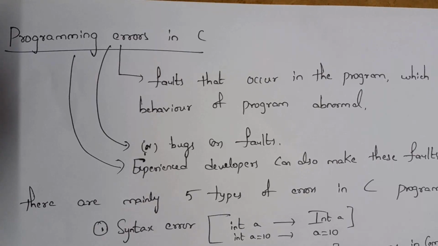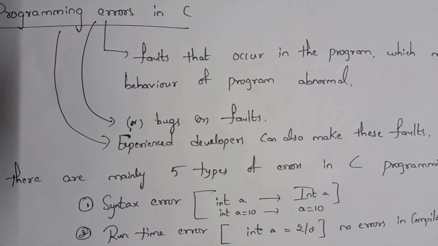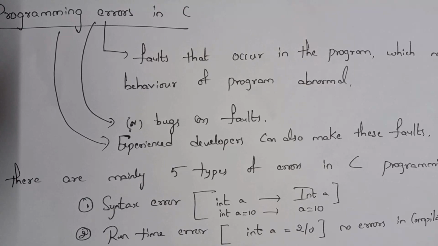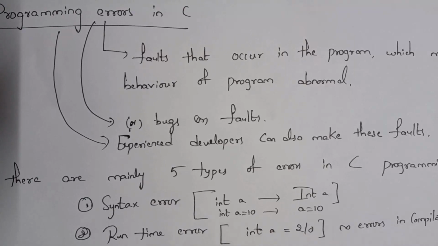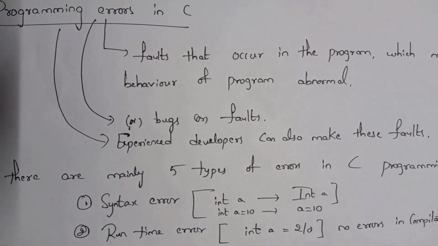Any fault that occurs in a program which makes the behavior of the program abnormal is known as a programming error. We also call these programming errors bugs or faults, or you can also call them mistakes. Even experienced developers can make these errors. In total there are 5 types of errors in C. The first one is syntax error.